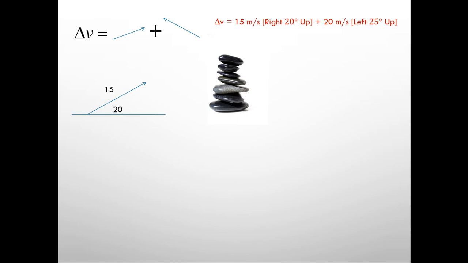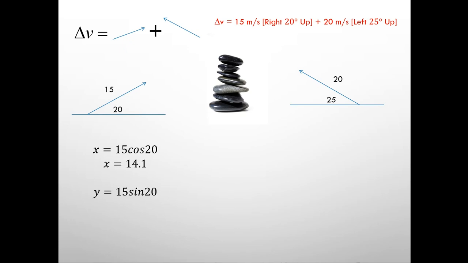So drawing these two vectors, our first vector is 15 meters per second measured at 20 degrees up, and our second vector is 20 meters per second measured at 25 degrees up. Looking for the x and y components in both of these, recalling from our previous video that x is always the vector cosine the angle, we can say x is 14.1, and recalling that y will be the vector sine the angle, we can say it's 15 sine 20, so y will be 15.1. Doing the same thing for the second vector, x is 20 cosine 25, and that'll be 18.1.